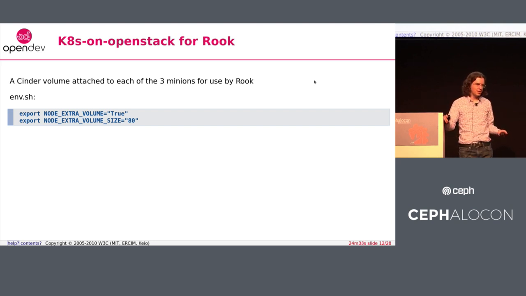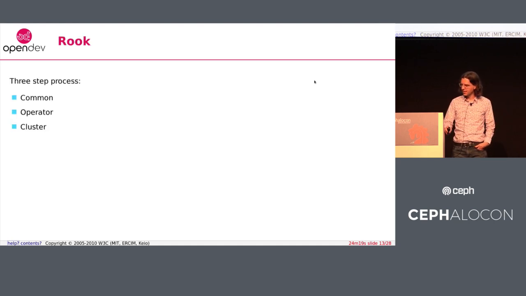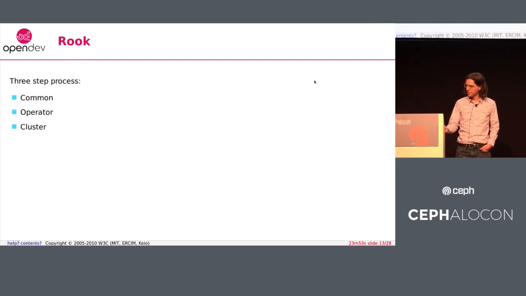So each of our three minions has an extra volume attached to it. It's not currently being used by Kubernetes. It's not formatted or mounted or anything. It's just a raw block device that shows up as /dev/vdb. And it's sitting there, and later on, Rook is going to be able to find that. Running Rook is essentially a three-step process. First, you set up the common Kubernetes objects that are used by the system later on. Then you create the operator. And then once the operator exists, you can create one or more clusters. You can have as many Ceph clusters as you want managed by Rook. We're just going to set up one here.